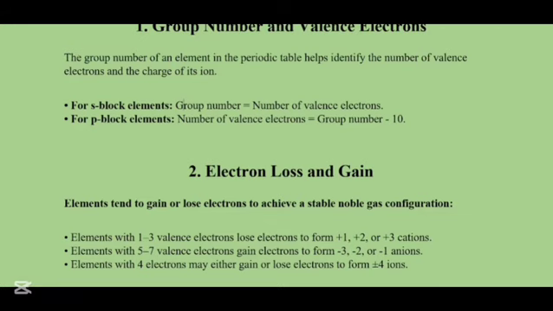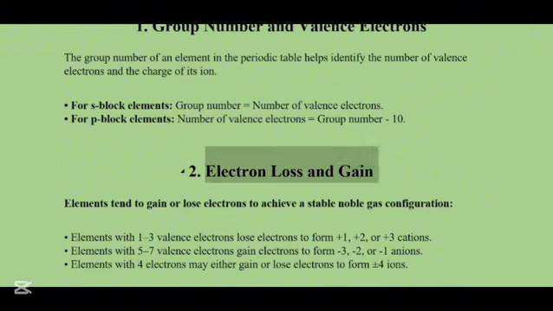Now for P block elements, the number of valence electrons is equal to the group number minus 10. For example, the group number is 18, so 18 minus 10 will be 8. So that is the number of valence electrons of precious gases or noble gases.